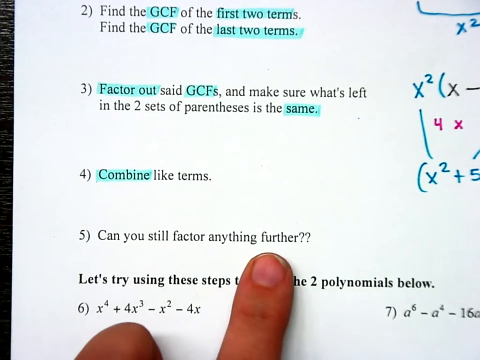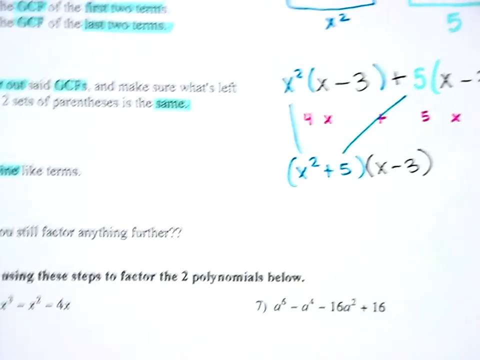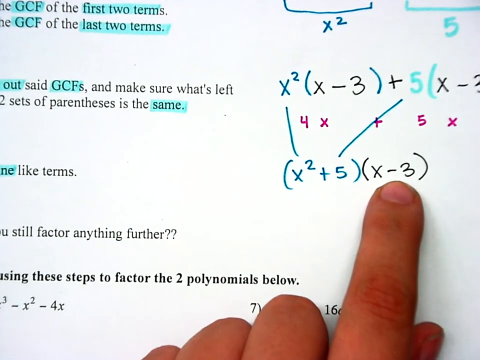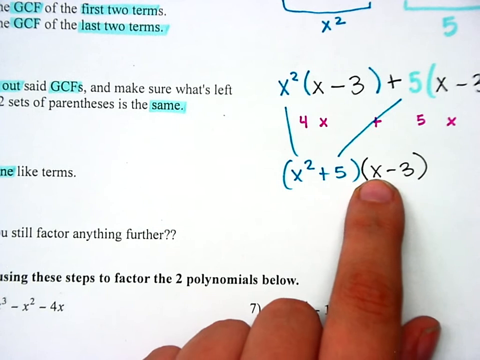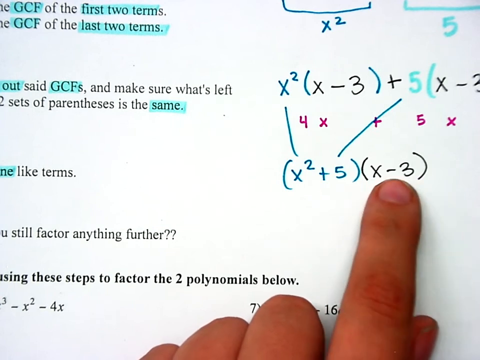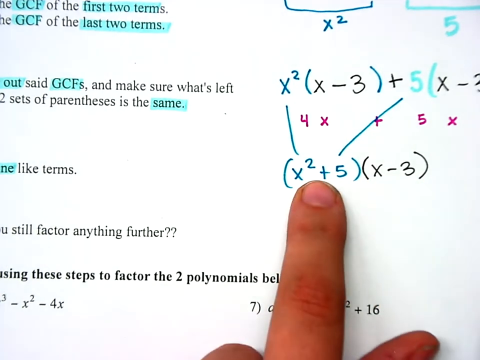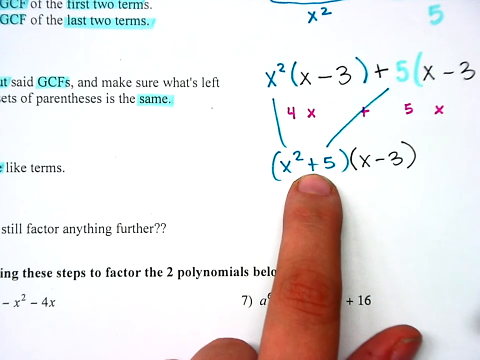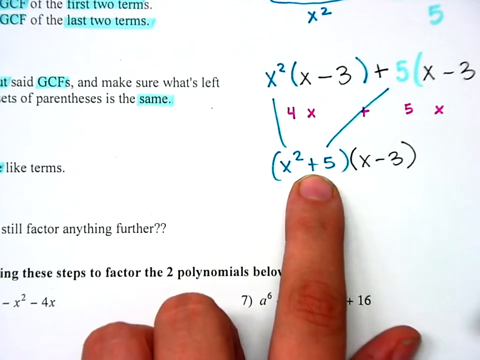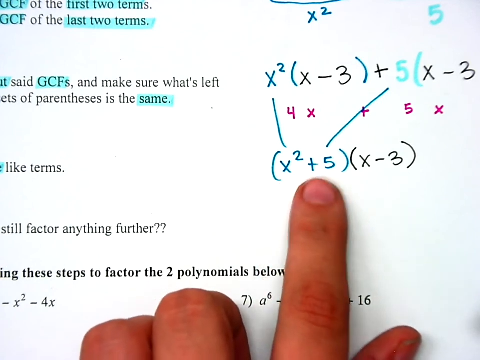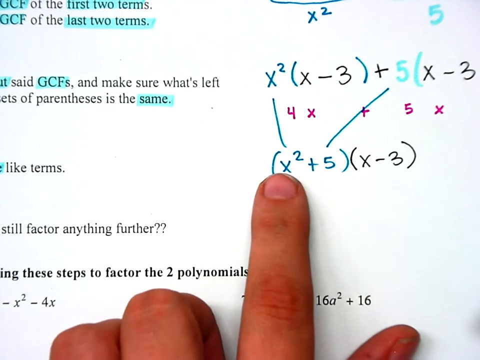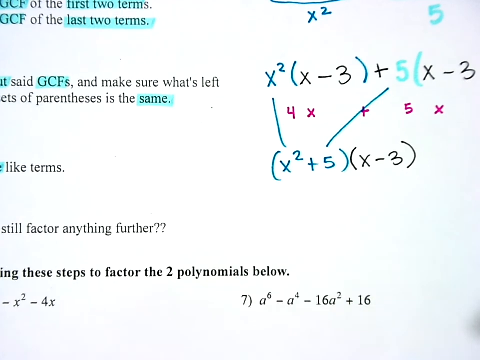Then all you have to ask yourself is, can you still factor anything further? So I'm going to take a look at both of these factors and see if they're one of our special situations. Let's start with this one first. This is a binomial, but this x is to the first power, so we're not going to factor that any further. We're done here. Let's try this one. This is also a binomial, but this one has addition. So if you remember from the first video, the only time we can factor our 2-term addition is if they are a sum of cubes. These are not perfect cubes, so we cannot factor this any further.